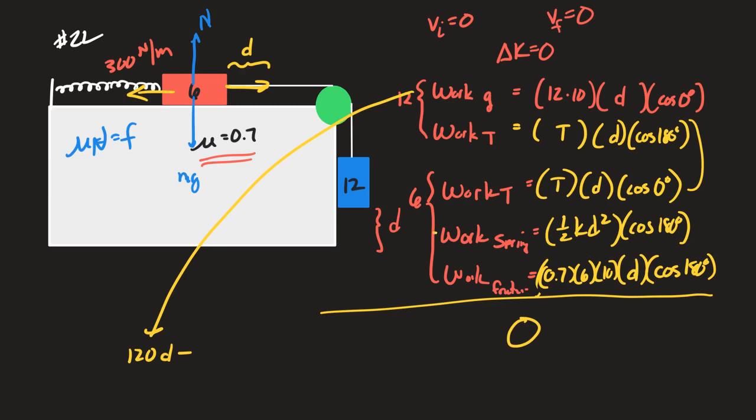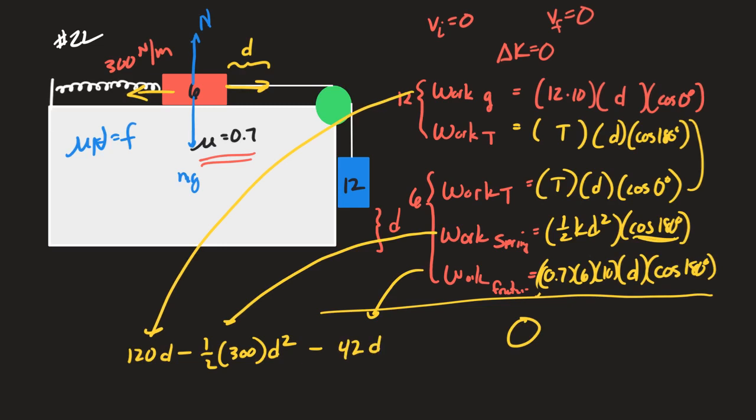Minus the work done by the spring, which is 1/2 times 300 times D squared. It's negative because of the cosine 180. Minus the work done by friction, which is 0.7 times 6 times 10, that's 42 times D. And again, it's negative because of the cosine 180. That has to all equal 0. Solve that for D, and you're done. I'm not going to do that, by the way, but that will tell you what D is.